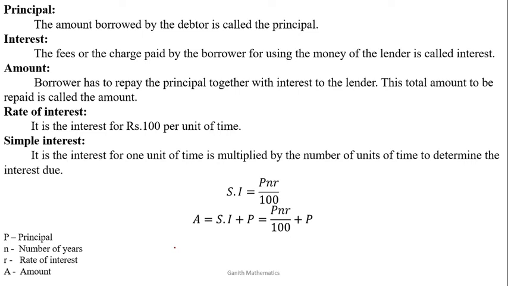So P is the principal amount, N is the number of years. Please be very careful while you do the problems, it is number of years, not months. So when they are giving it as months, you have to convert that into years. The third one is the rate of interest and the fourth one is amount.